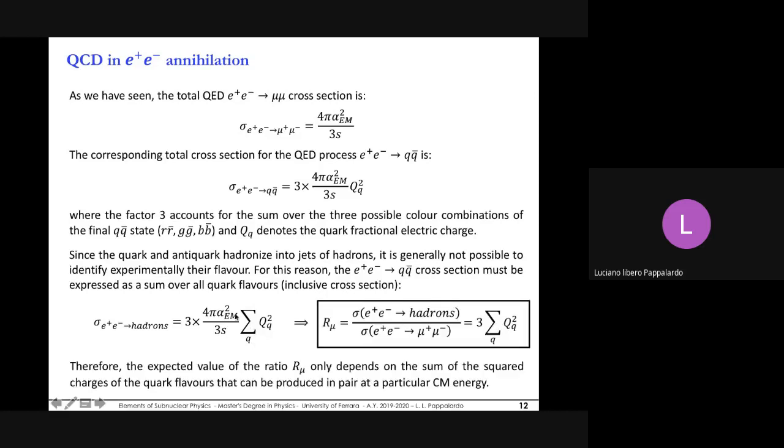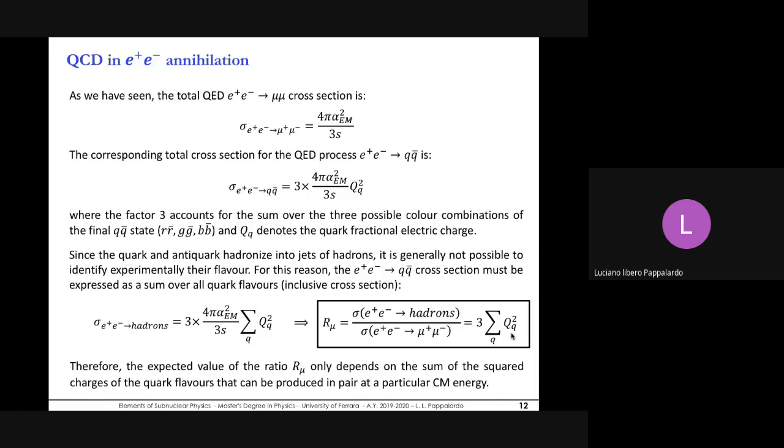Okay, but now we can take the ratio between this guy here, so e+ e- into hadrons, divided by e+ e- into mu+ mu-. So we take the ratio of these cross sections, and if all this discussion makes sense, the ratio is simply given by this factor here: 3 times the sum over the squared charge of the available flavors at that particular energy.